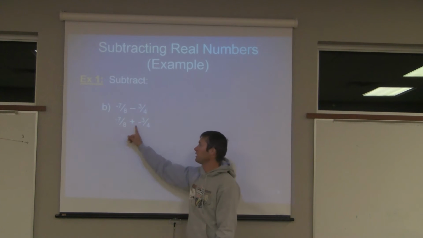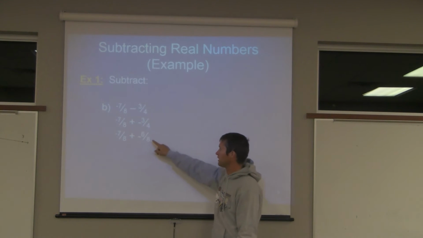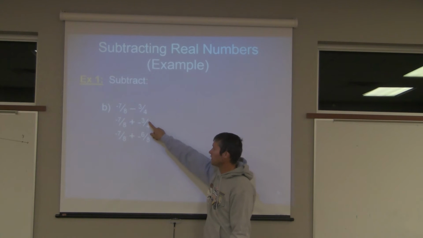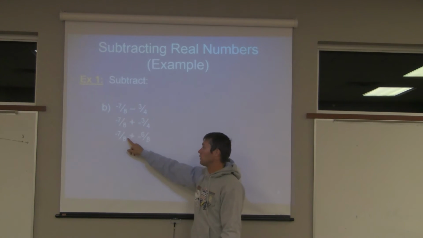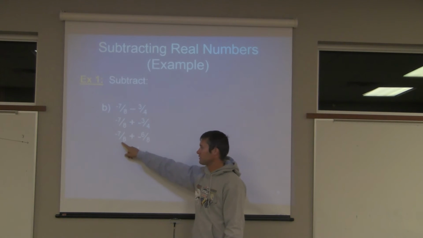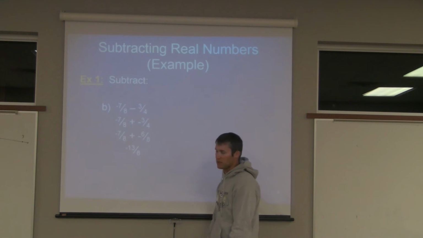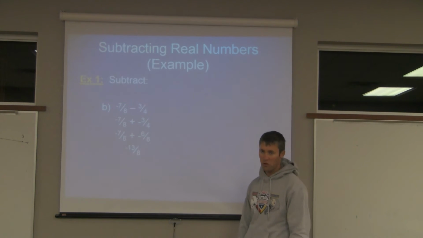So I need a common denominator. I can multiply 4 by 2 to get to 8, so I do that. So 4 times 2 is 8, 3 times 2 is 6. Now I can add them together. Negative 7, I can just go 7 plus 6 is 13. Since both of them were negative, we just write it as a negative. So we can write it that way, or you can write it as negative 1 and 5/8.